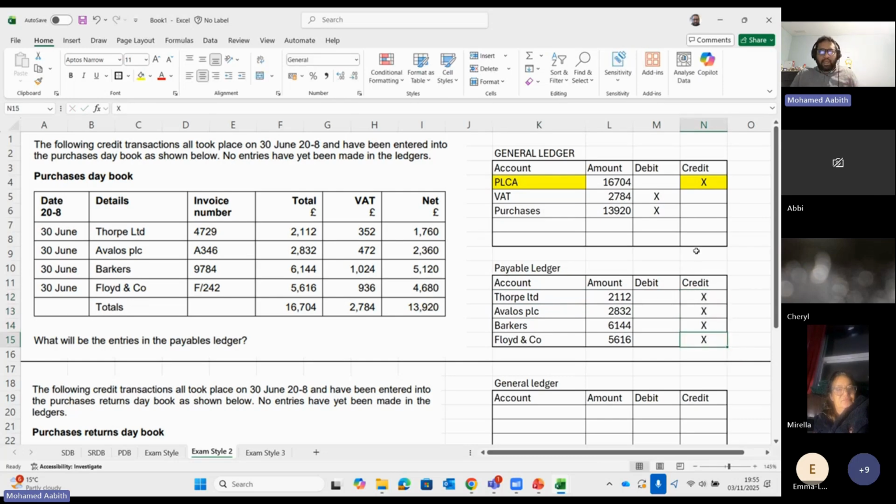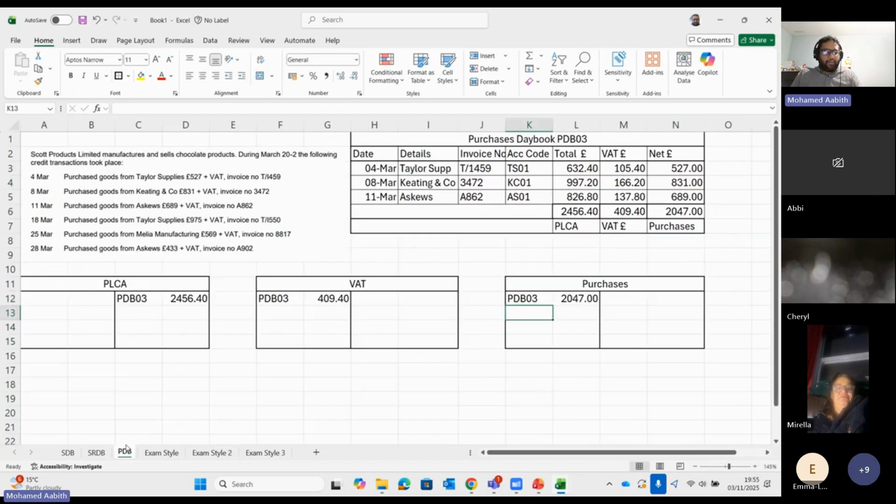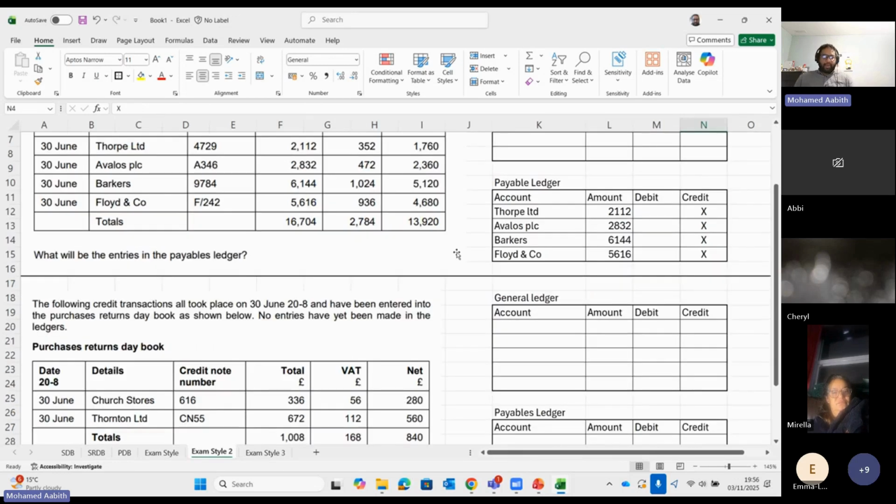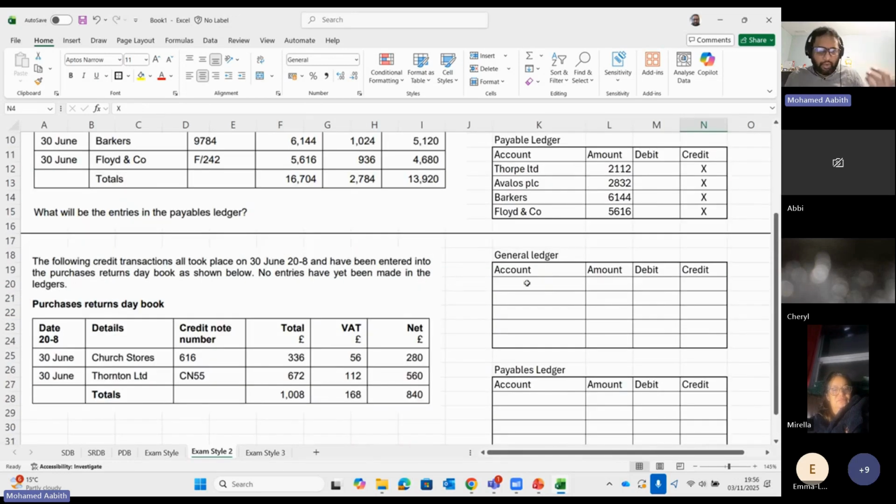Can you see that here? It is absolutely the same way we've done it here. Can you notice that we have done all these three on the credit side? If I'm going to do the payables ledger accounts, they will all be on the individual suppliers. Okay, so this one is a very good example of an exam style question. So let's see one more here.